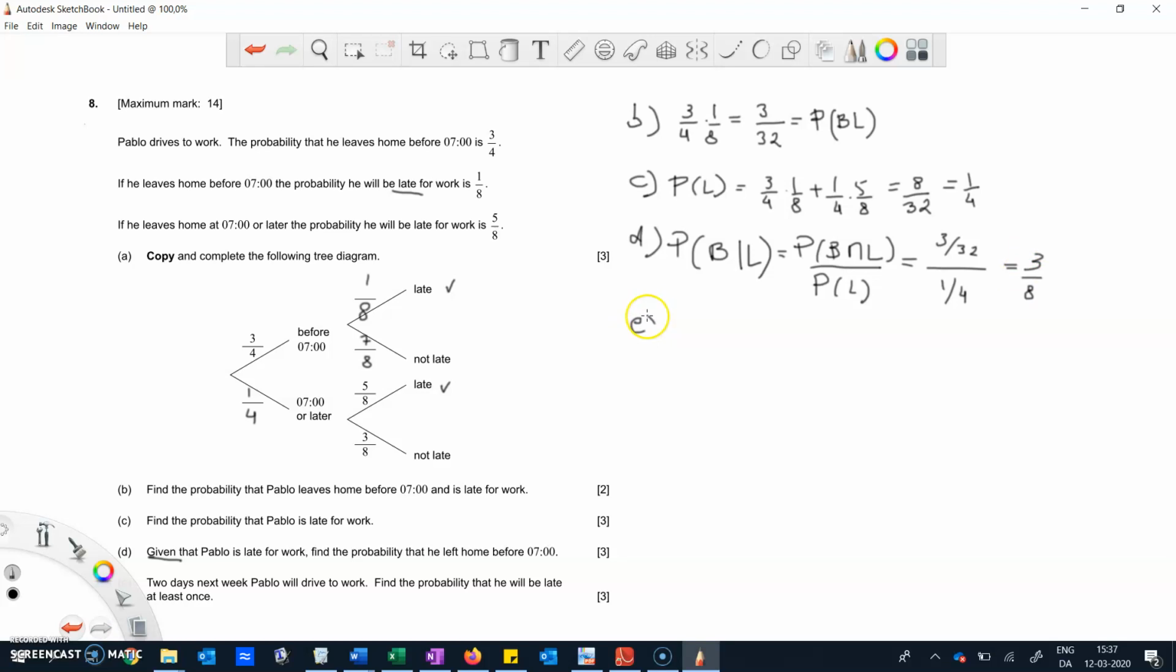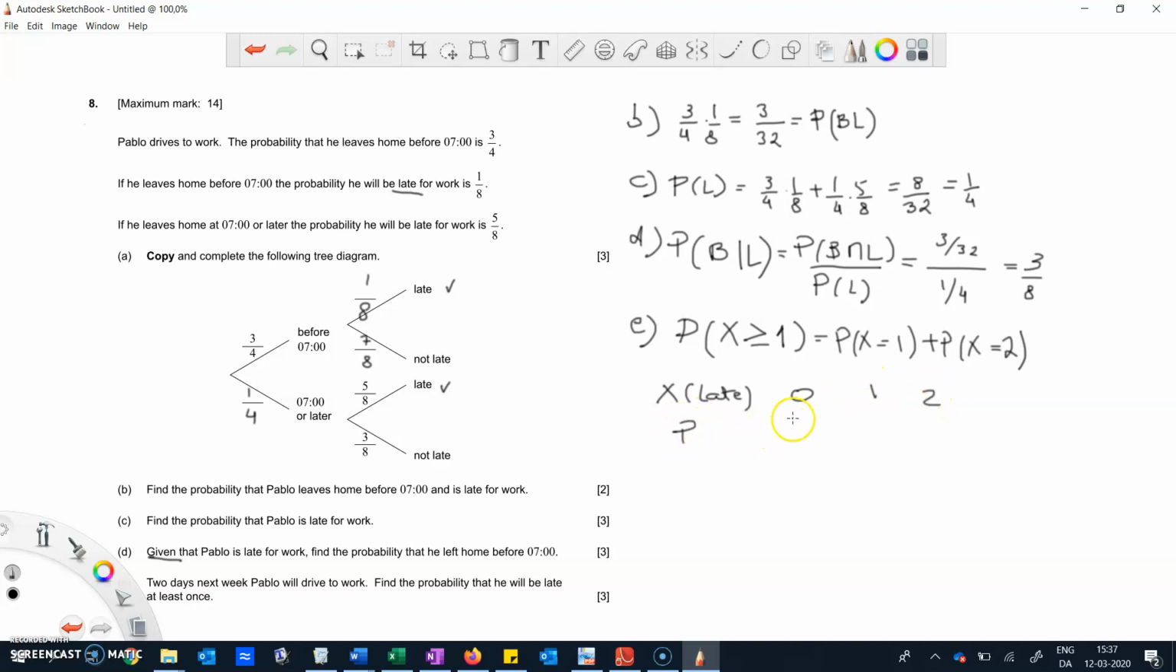Now we are at point E. Point E says that on 2 days next week, Pablo will drive to work. Find the probability that he will be late at least once. So essentially, what we need to write down is the probability that he will be late at least one time, which includes that he's going to be late once, or that he can be late 2 times in a row. So in order to do this, you understand that somehow we have to construct a probability distribution, or at least this is useful. The outcome is that he's late. So it can be 0 times, 1 time, 2 times.